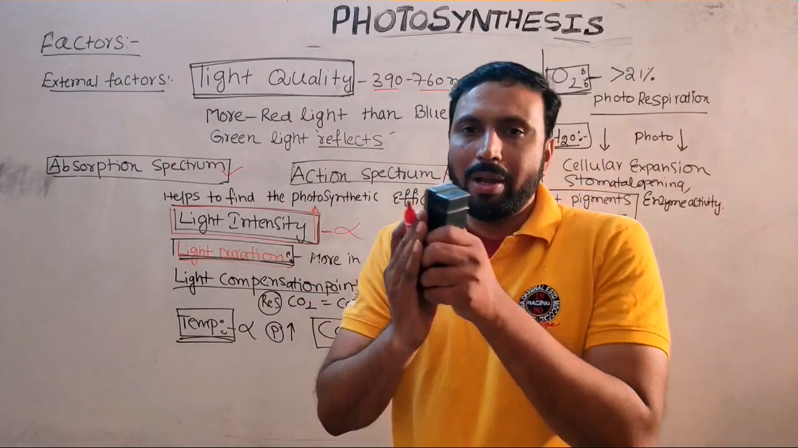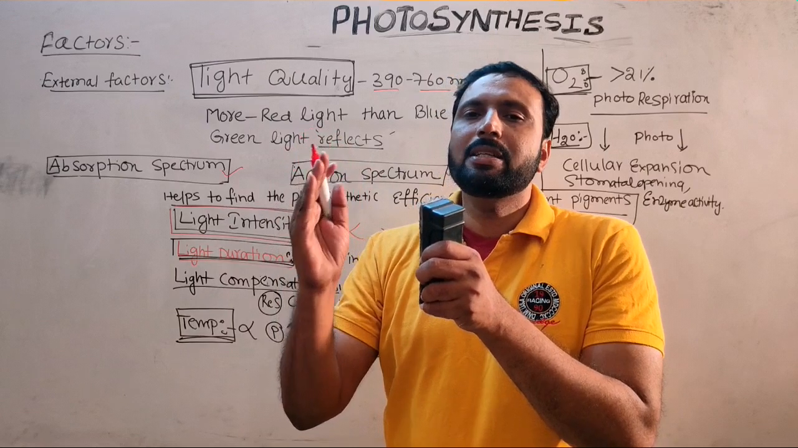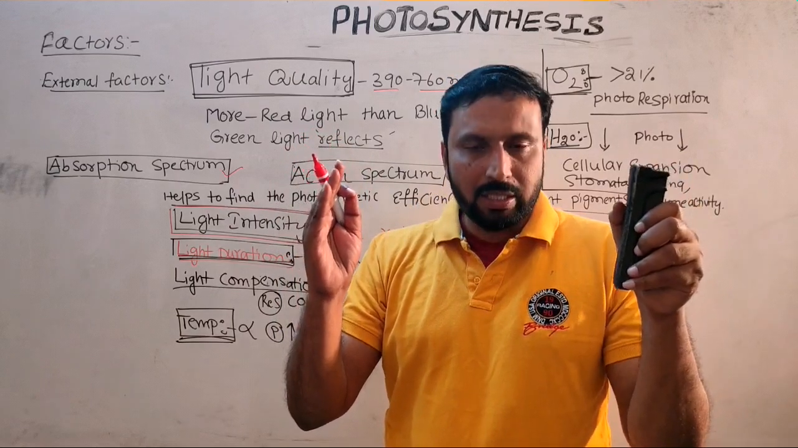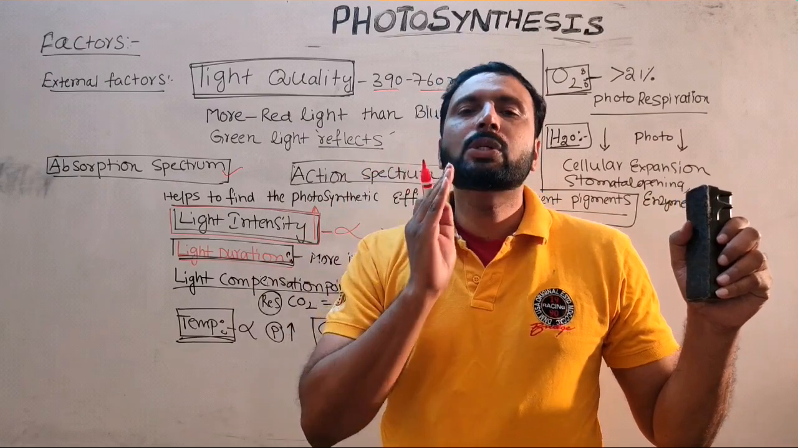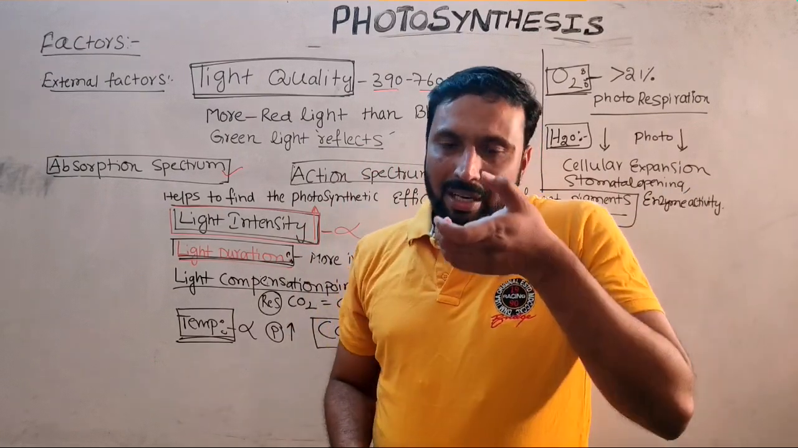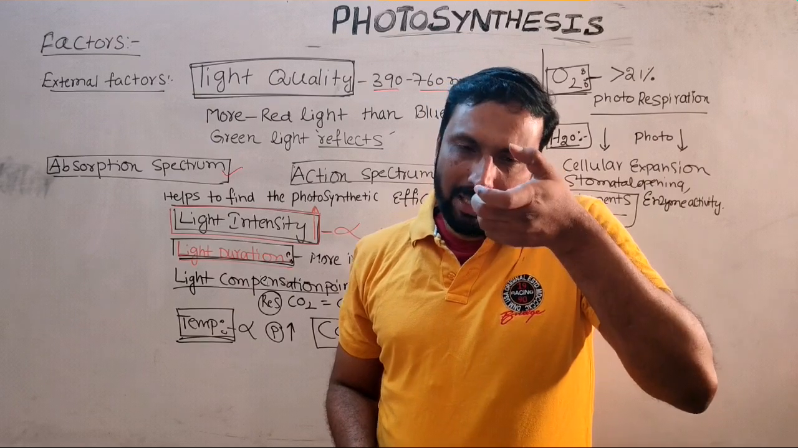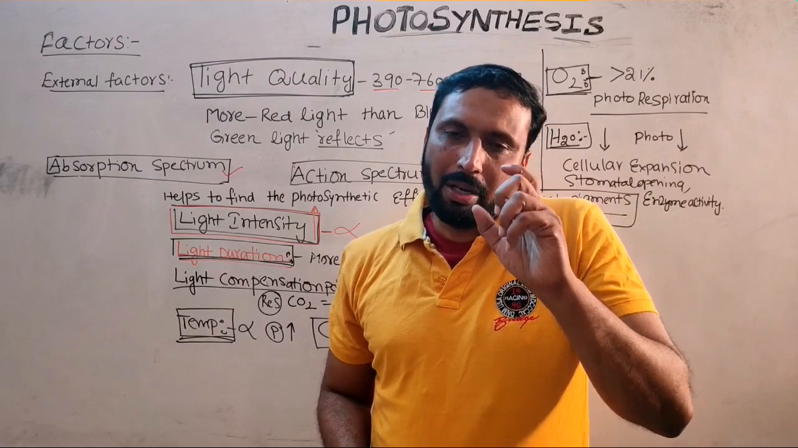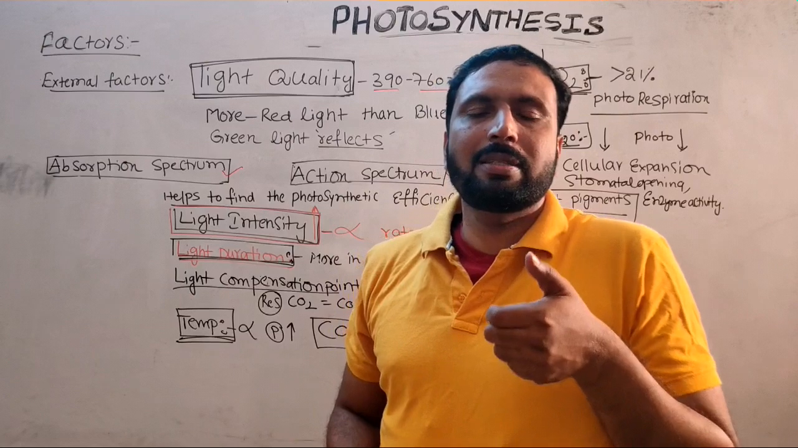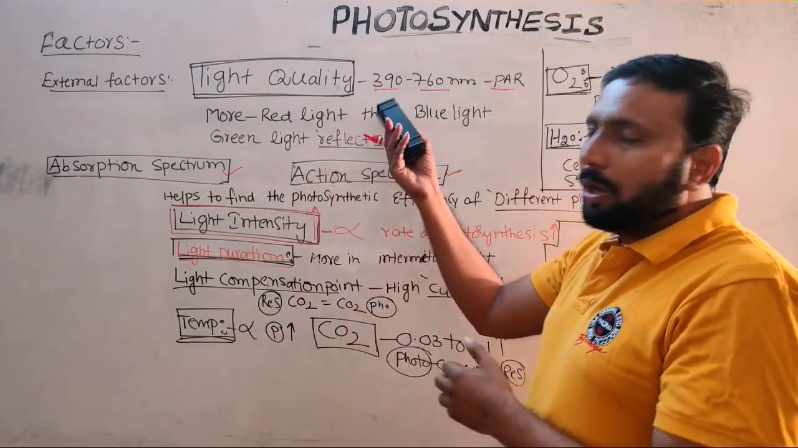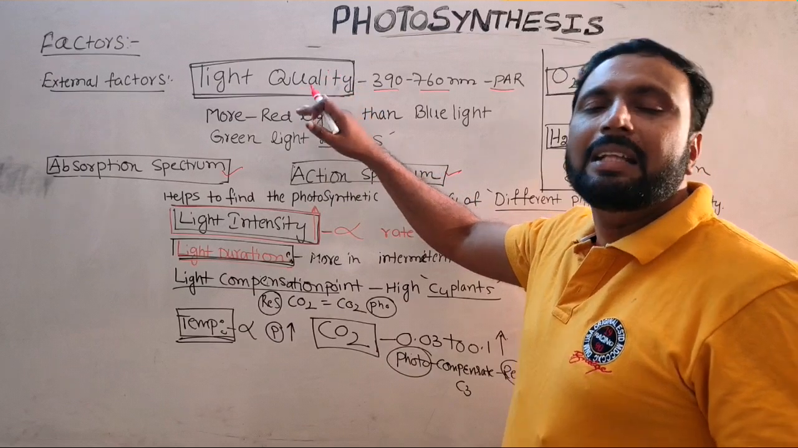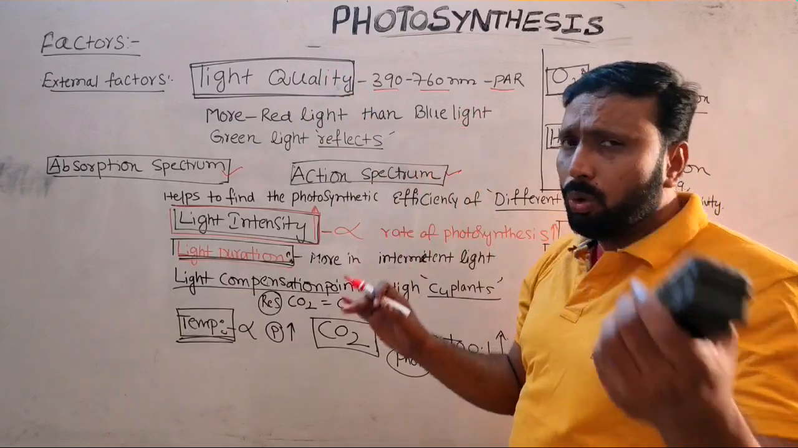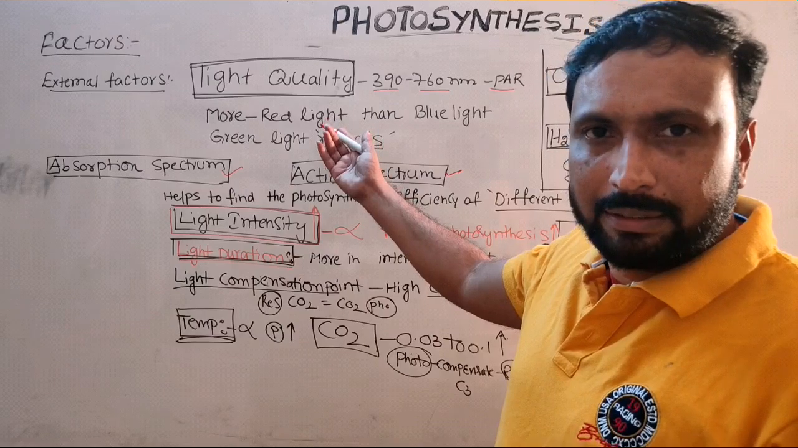Generally, the light quality that is about 390 to 760 nanometer is called PAR, photosynthetically active radiation. Especially in this range, which is the visible light, the rate of photosynthesis is more. And a more important point, the rate of photosynthesis is more in red light than blue light. You know the green light generally reflects.